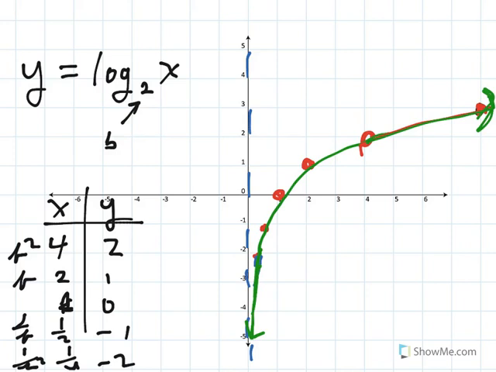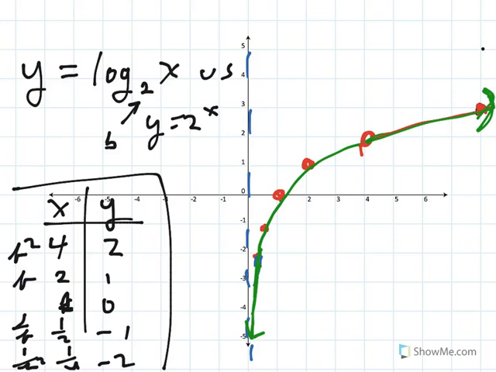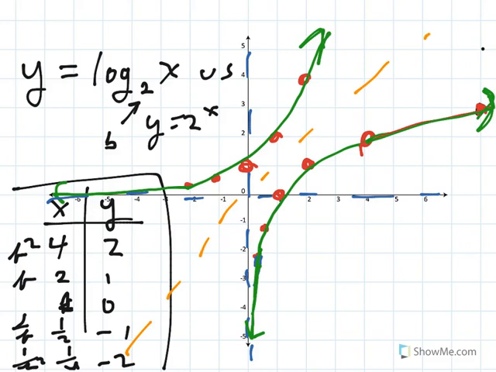Compare this, and another way to draw this, if you don't like this method, is to compare it to y equals 2 to the x power. Because 2 to the x power has 0, 1, 1, 2, 2, 4, minus 1, comma 1/2, minus 2, comma 1/4. See, that one has a horizontal asymptote. And these two things are known as inverses of each other. Their graphs are the same reflected over the y equals x line.